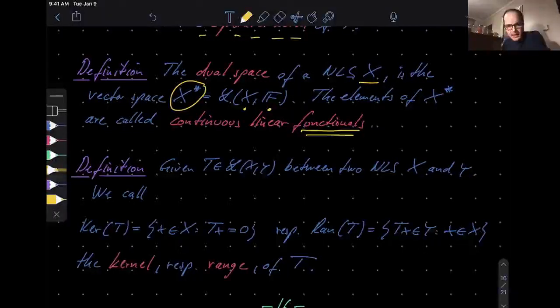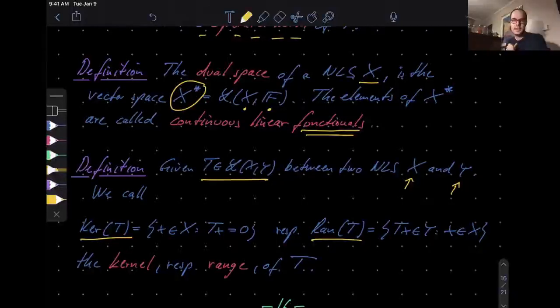That aside, the last definition for today is something that is already known from linear algebra. This works in any vector space. Here, well, we will only be interested in normed linear spaces, so I just wrote the definition for normed linear spaces. If you have 2 of them, X and Y, and a bounded linear transformation between those two, there are 2 subspaces. This is the kernel and the range. So the kernel is everything that gets mapped to 0 by the bounded linear transformation T, and the range is everything that gets hit by T in the Y space.